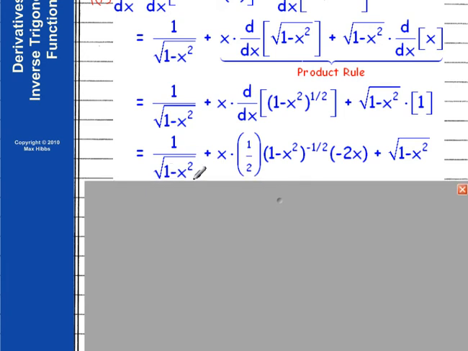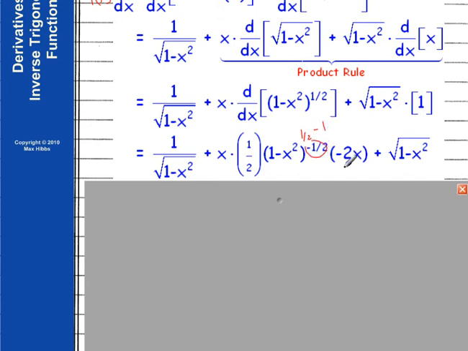So we still have this first term, 1 over root 1 minus x squared. We still have this x. We're going to calculate this derivative. So using the chain rule in the form of the general power rule, we take the exponent 1/2, we multiply it in front, we reduce the exponent on the argument 1 minus x squared by 1. So we say 1/2 minus 1, and that's, of course, where that negative 1/2 came from. That's where we get that exponent.